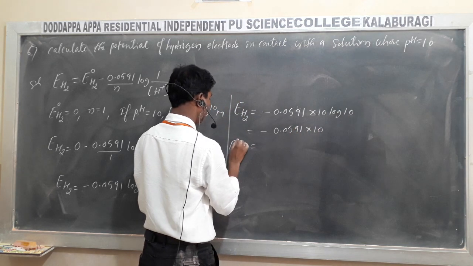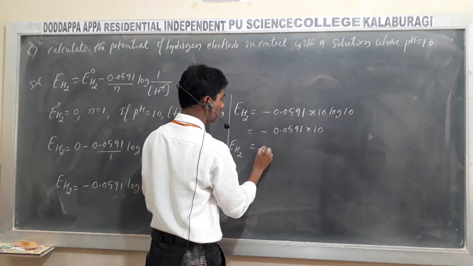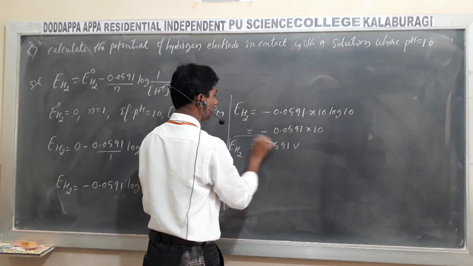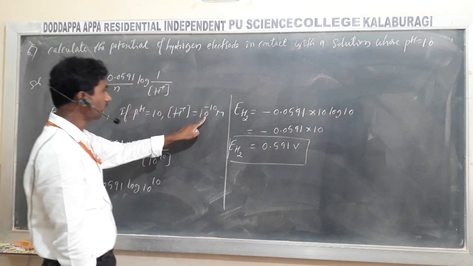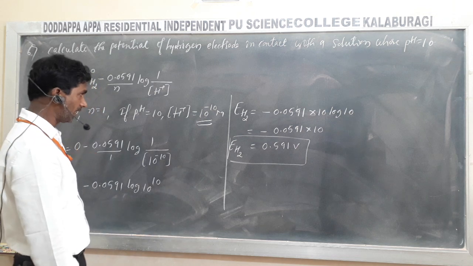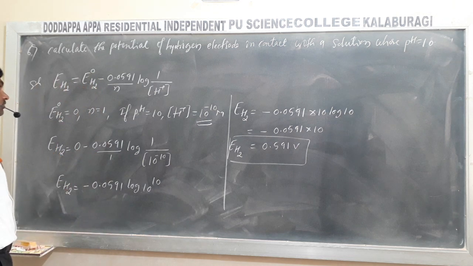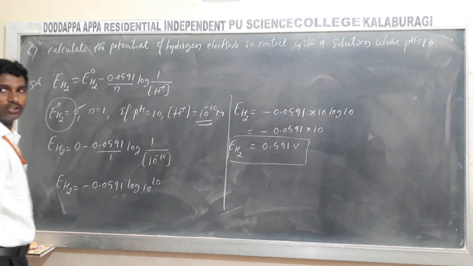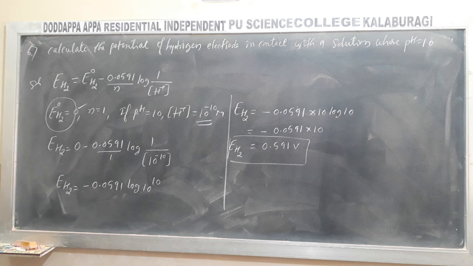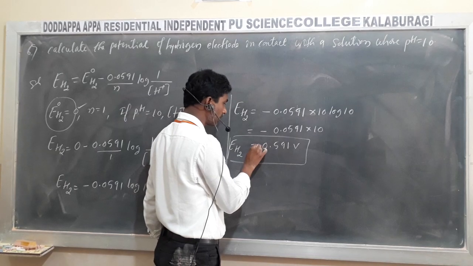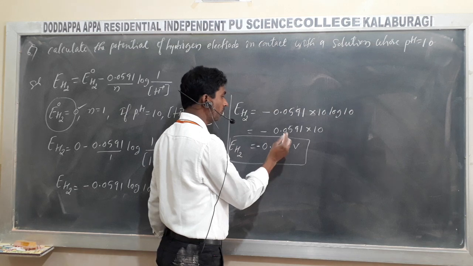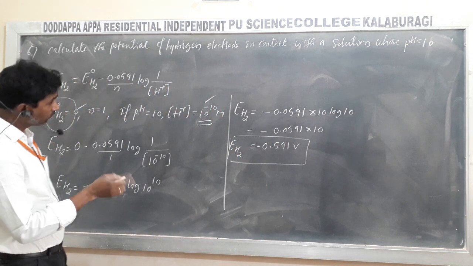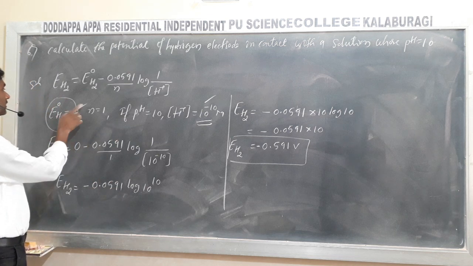So E of hydrogen is equal to minus 0.591 volts. This is the E of hydrogen at a concentration of 10 to the power of minus 10 molar. E of hydrogen at 1 molar concentration is equal to E naught of hydrogen, which is 0. The answer is minus 0.591. This is the E of hydrogen at 10 to the power of minus 10 molar.